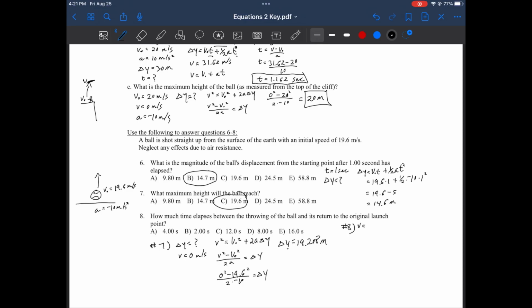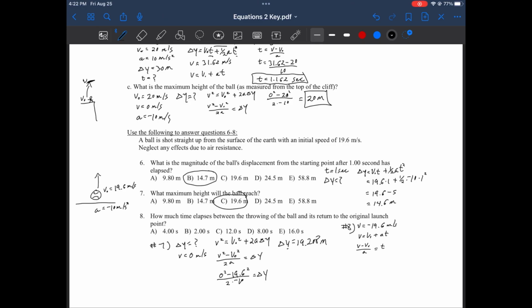All right, number 8. How much time elapsed between throwing the ball to the return of its original launch point? Well, if we know the original velocity going up is 19.6, when it comes back down to the same point, the final velocity needs to be negative 19.6. The acceleration is negative 10 meters per second squared. And we're looking for time.